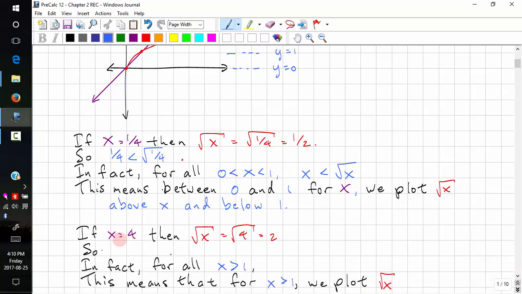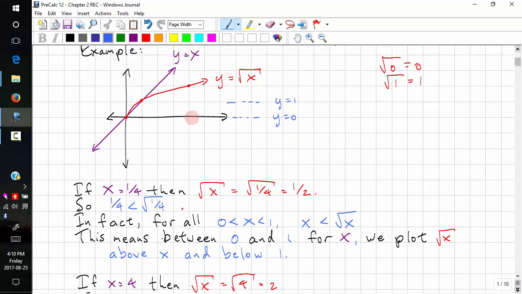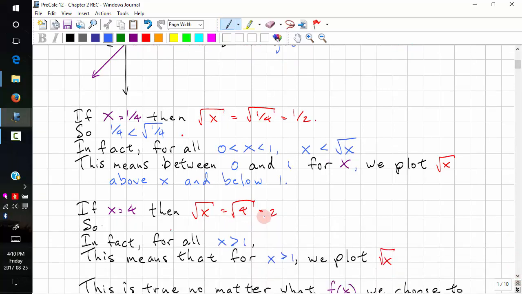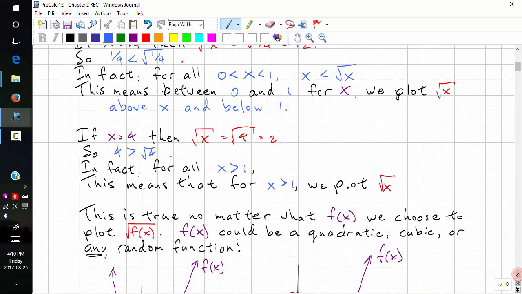Let's take a look at x equals 4. That's here. And we can see that this continues and the square root of 4 is below it. So square root x equals square root 4 equals 2. So 4 is bigger than square root 4. And again, if we take any value above 1 and test it, we'll find that x is greater than square root x.